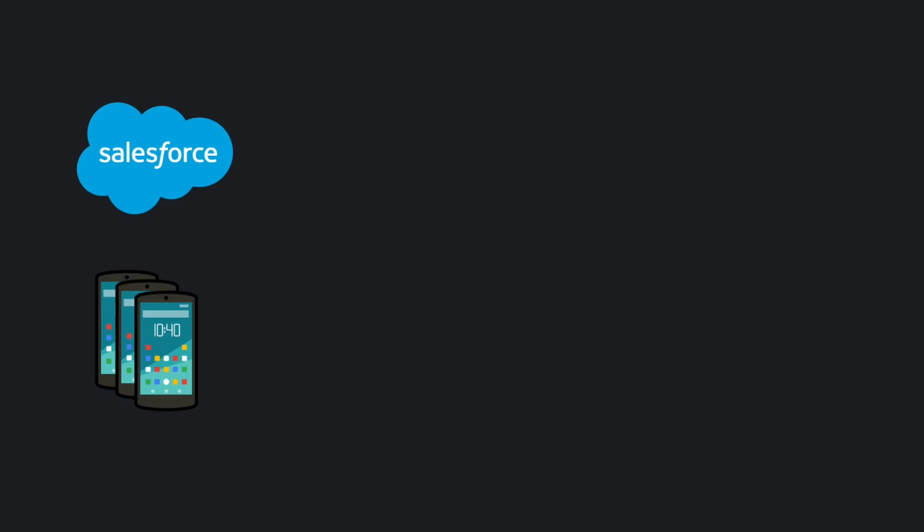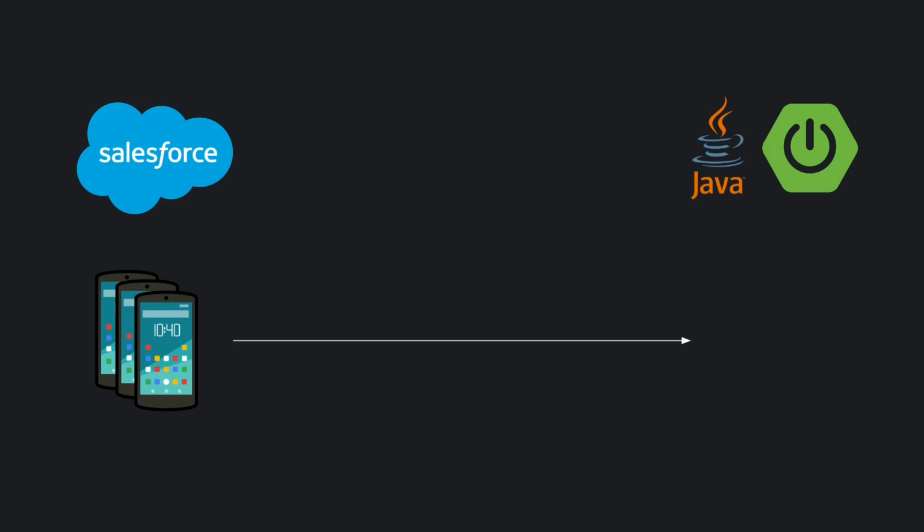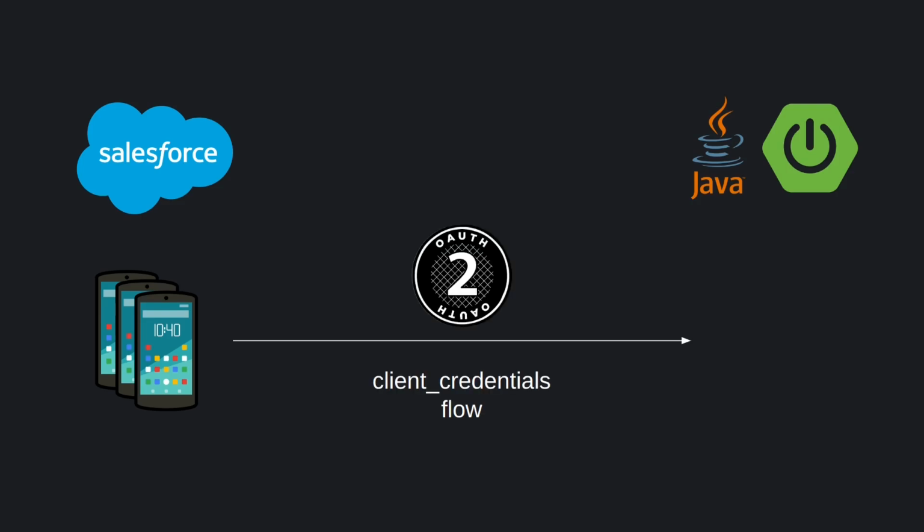Let's say you have a Salesforce org which manages devices data. Also, you have a Java Spring Boot application and you want devices data from Salesforce to be securely synchronized to the Java application. To achieve this, we will use the OAuth 2.0 authorization framework with client credentials flow, which is ideal for server-to-server communication without a user involved. So, let's get started.